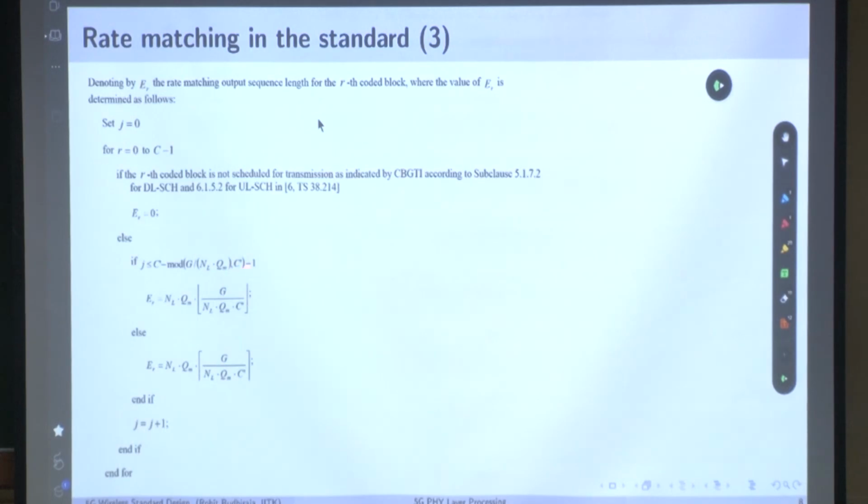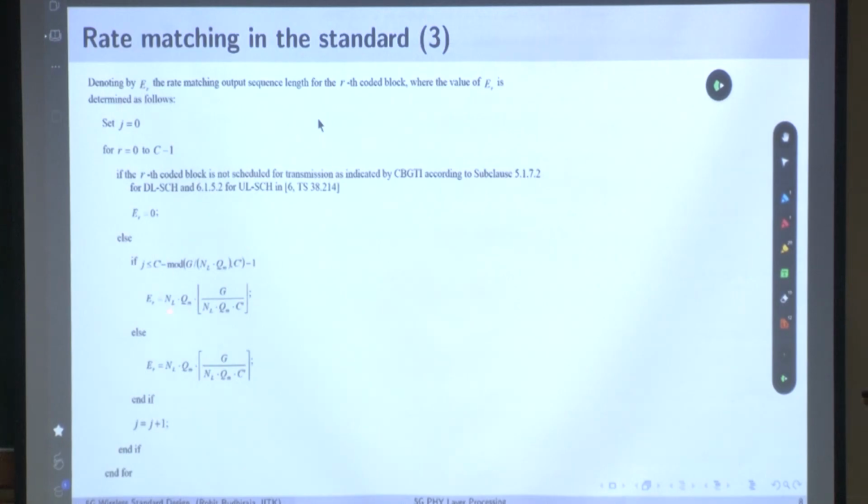Okay, what I am going to show you here is, if you ignore all this floor and ceil here, what is happening here? N_L, Q_m, they get cancelled. If I just ignore the floor and the ceiling operation here, this is the flooring operation, this is the ceiling operation here. What happens? N_L, Q_m cancels N_L, Q_m. What is the value you are getting? G by C. Okay, right? So this is only the E value calculation.